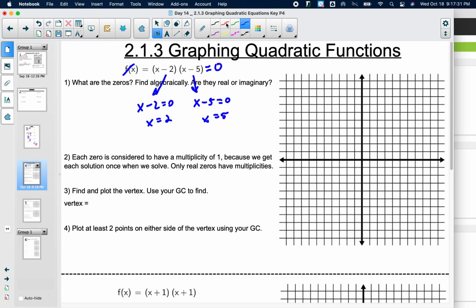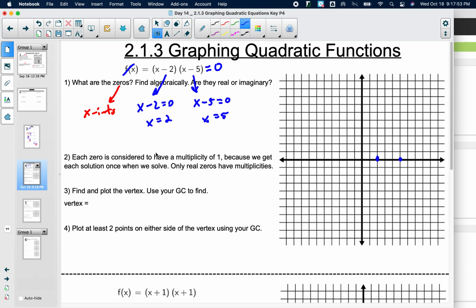Zeros are the same thing as x-intercepts. Okay, so when I think of zeros, I'm really thinking x-intercepts on my graph. So I can plot those right away. Okay, so at x equals 2, I have this point right here. And then at x equals 5, I have that point right there. Okay. Now, a word we probably haven't talked about yet.